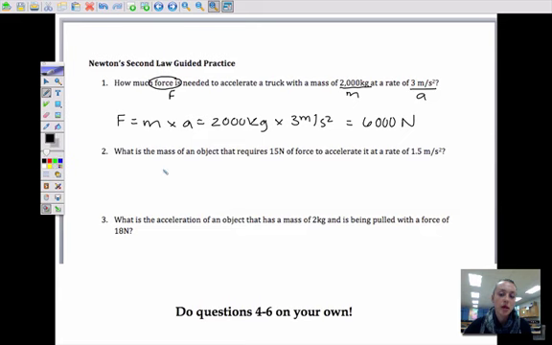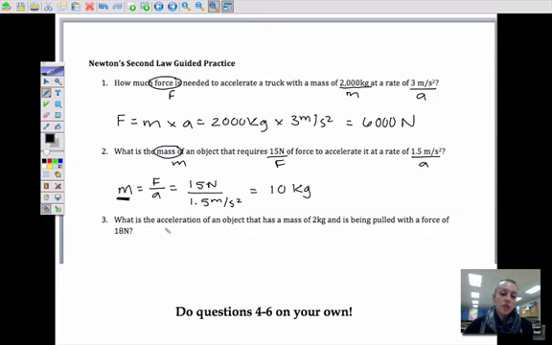The second problem asks, what is the mass of an object that requires 15 newtons of force to accelerate it at a rate of 1.5 meters per second squared? After reading the problem again, I'm looking for mass, which has a letter M. I'm given 15 newtons of force and an acceleration rate of 1.5 meters per second squared. If I'm looking for mass, it's going to be M is equal to F divided by A. So 15 newtons is what I identified for force, divided by 1.5 meters per second squared for acceleration. 15 divided by 1.5 is equal to 10. Since I'm solving for mass, my unit's going to be the kilogram automatically.